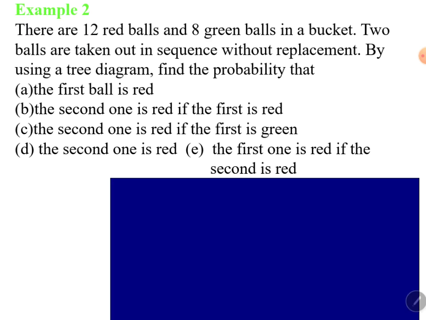Example 2. There are 12 red balls and 8 green balls in a bucket. Two balls are taken out in sequence without replacement. By using a tree diagram, find the probability. So for this one, you have to do it like an experiment. We have 12 red, 8 green. For the first ball, we can take out either red or green. The probability to take out a red ball is 12 out of 20, and to get green, it is 8 out of 20.